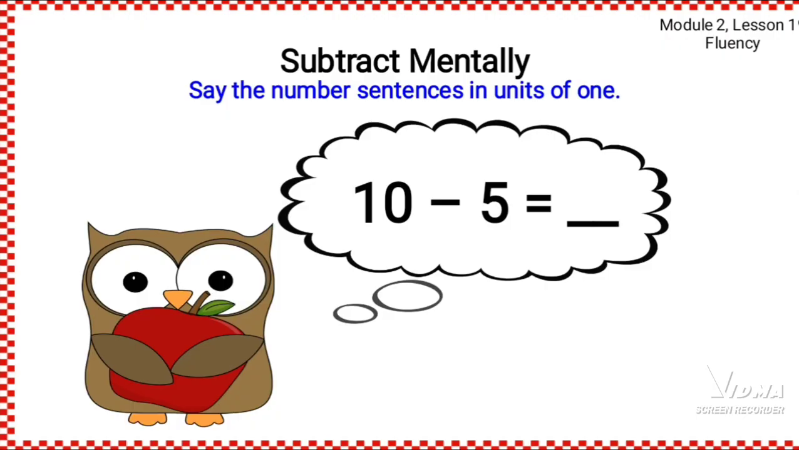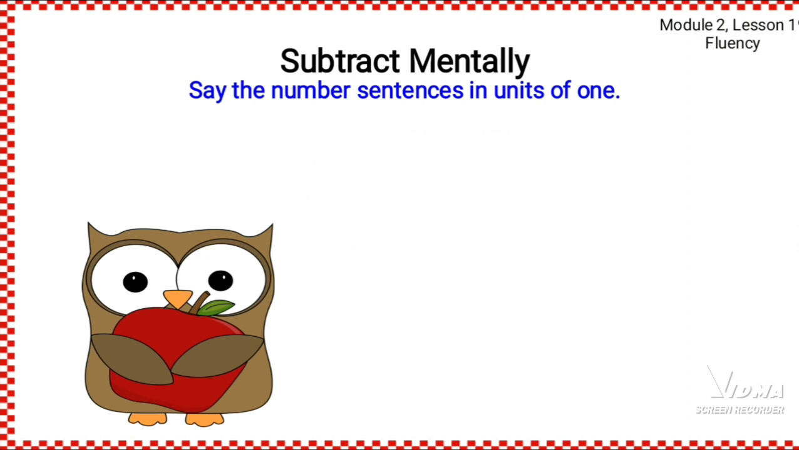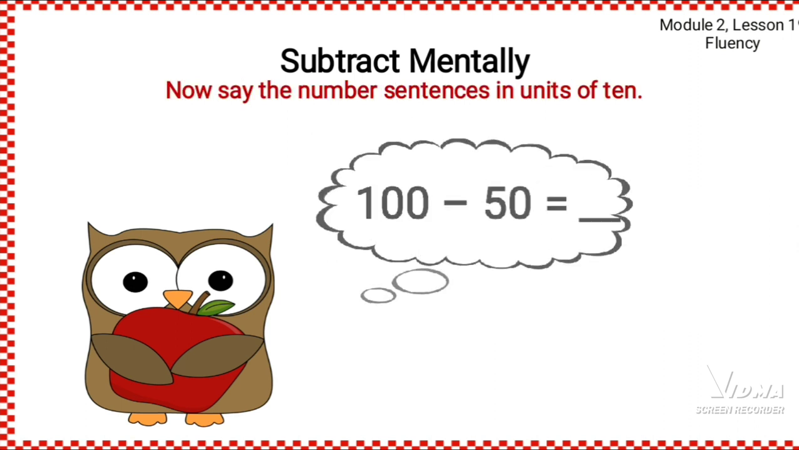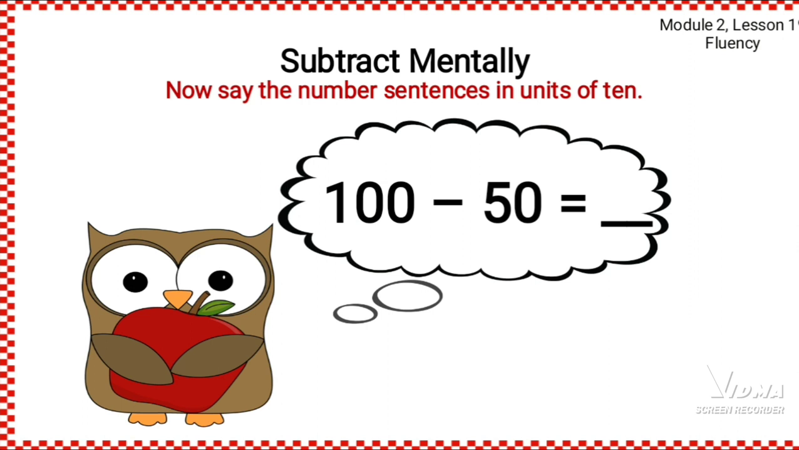First, let us subtract mentally. I'll say the number sentences in units of ones. 10 ones minus 5 ones is what? 5 ones, correct. 12 ones minus 5 ones is what? 7 ones, correct. 42 ones minus 5 ones is what? 37 ones is correct.